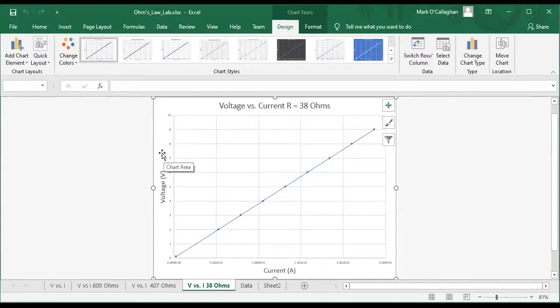It looks like it goes from 0 to. It should go from. Hang on one second. That data, let's see, the voltage goes, oh, okay, yeah.